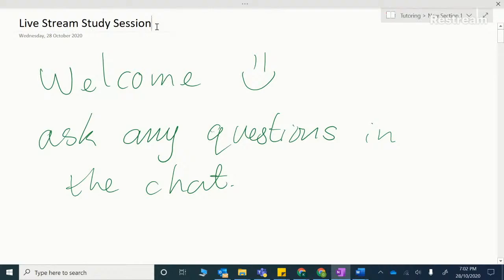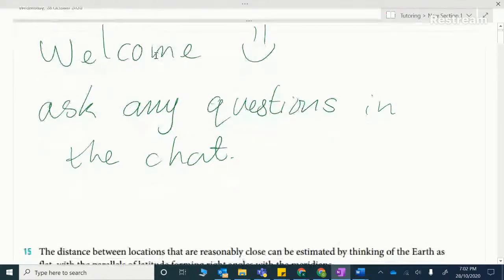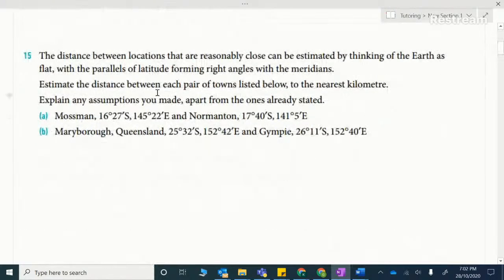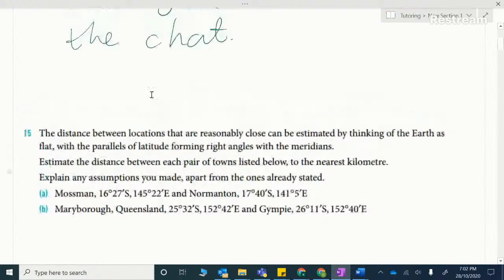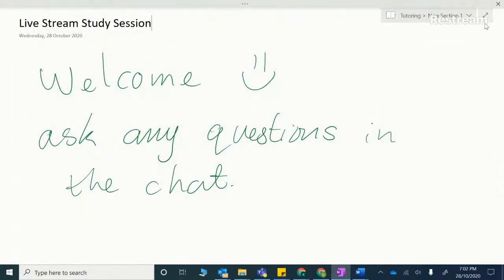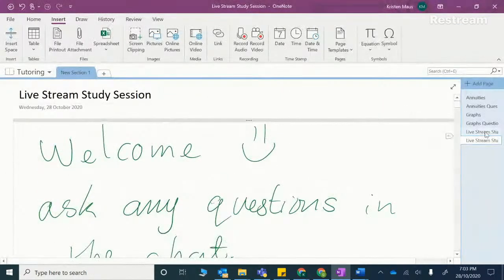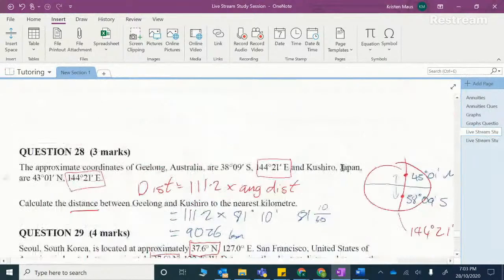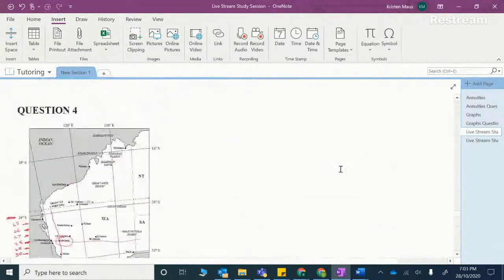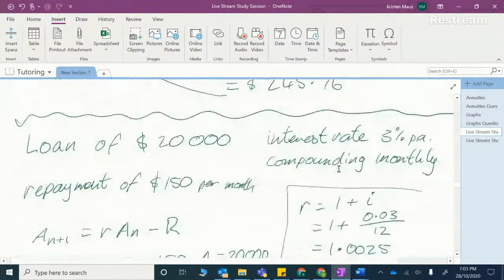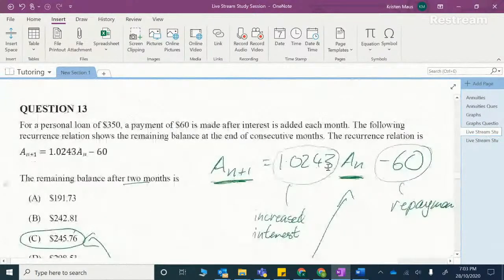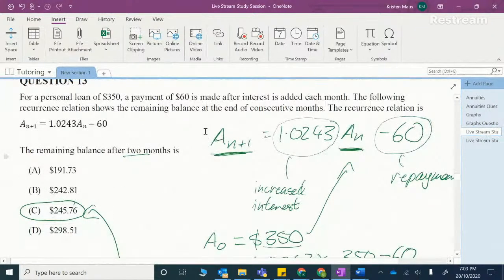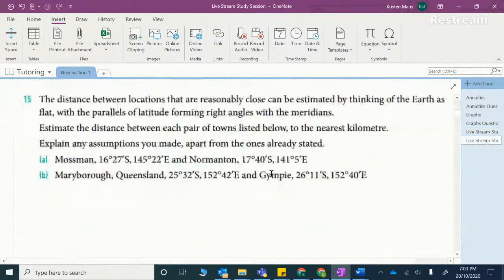So I've got a couple of requests already. I've got this question here, and then a request for growth and decay in reducing balance questions. Yes, I can definitely go through that. I think we did one of these yesterday. Yeah, this one. I'll grab that one again and go through it.